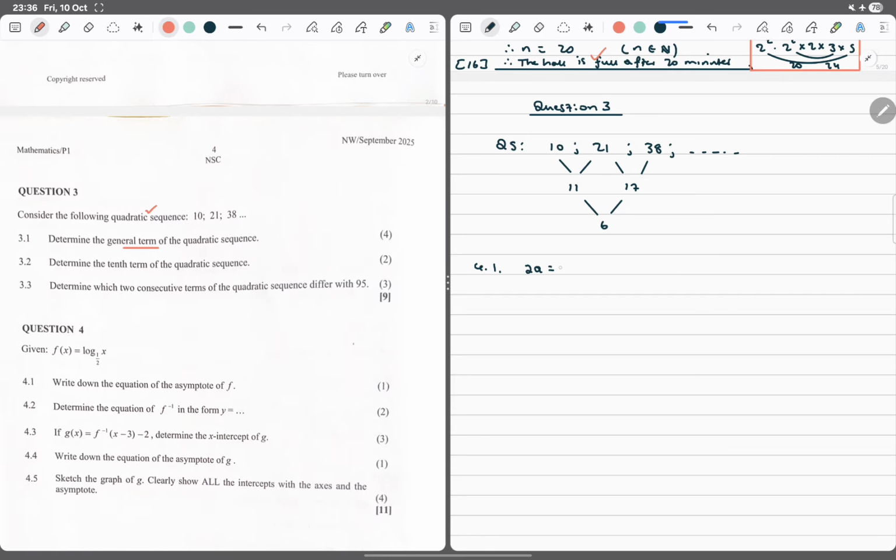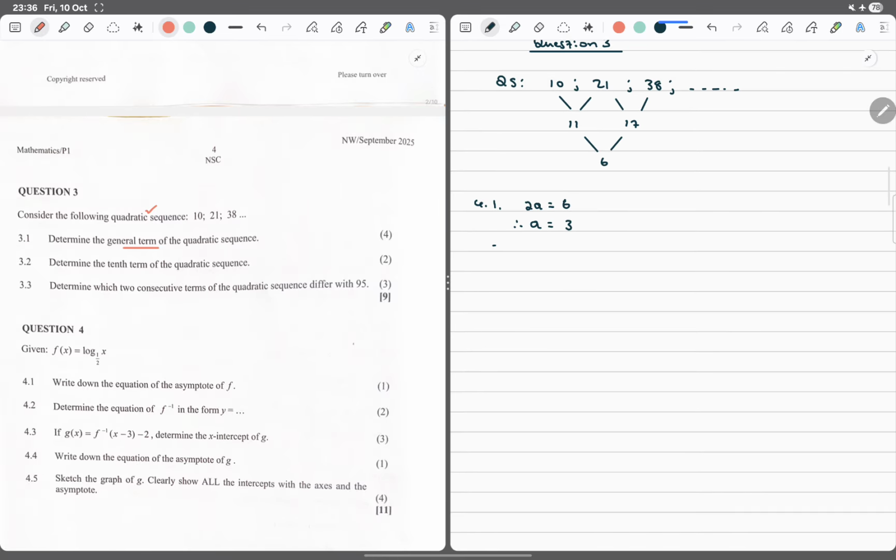So we know that 2a is equal to 6. Therefore, a is 3. This implies that 3 into a, which is 3, plus b should be 11. Therefore, b is going to be 11 minus 9, which is 2. And this also implies that a, 3, plus b, which is 2, plus c should give us the first term. Therefore, c is going to be 5. Therefore, t sub n is 3n squared plus 2n plus 5.